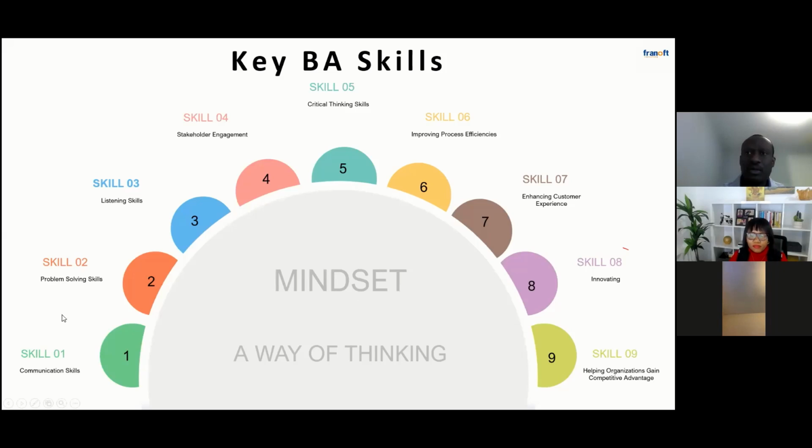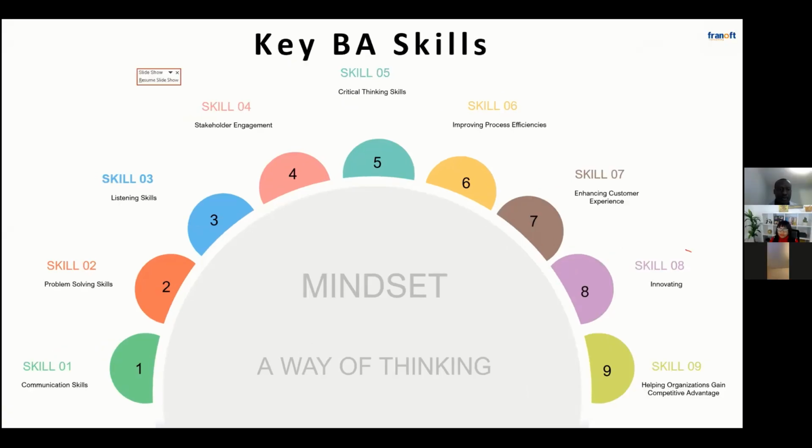Let me just quickly look at the chart. Yes, you don't need machine learning. Machine learning, wow, that's a big one. You don't need machine learning, no. You don't need Python or R. You don't need all that to become a business analyst.